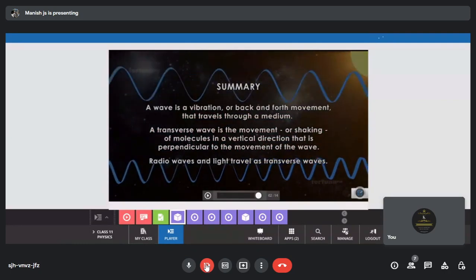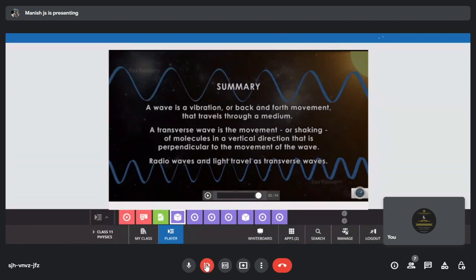So these are the important concepts we learned in the small module. So a wave is a vibration that can move back and forth, or to and fro, across a particular travels through a medium. So it can travel through a medium or even without a medium.